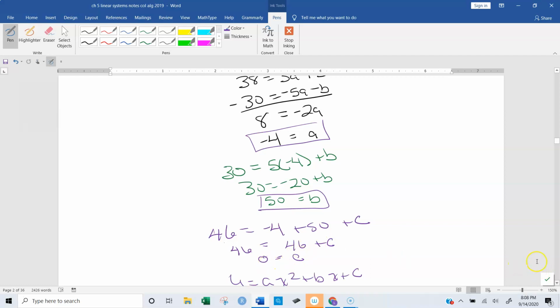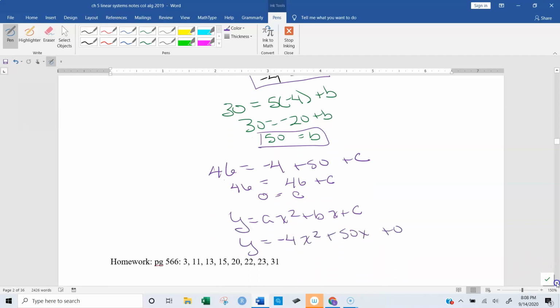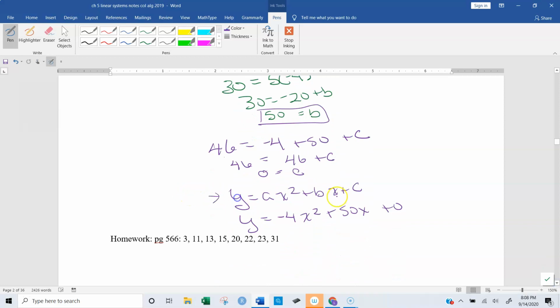C equals 0. Now remember, you're using y equals ax squared plus bx plus c, plugging in the a, the b, and the c, which is y equals -4x squared plus 50x. You do not need the plus 0. I put it on there just so you understand where it would go. So this here is the final true answer.